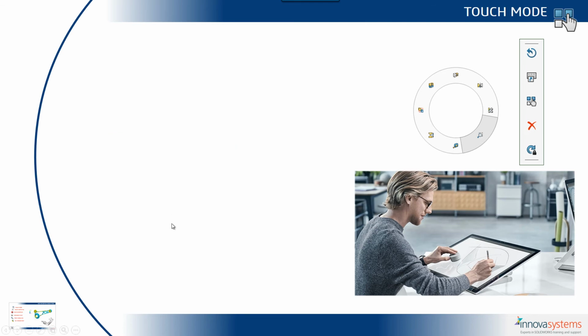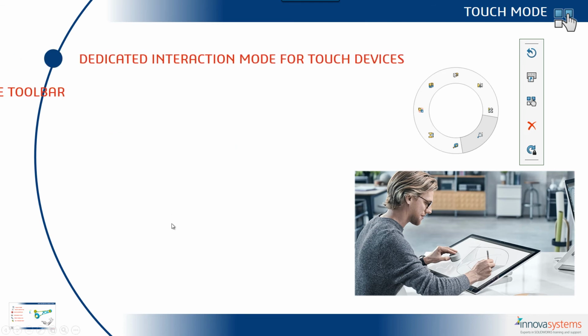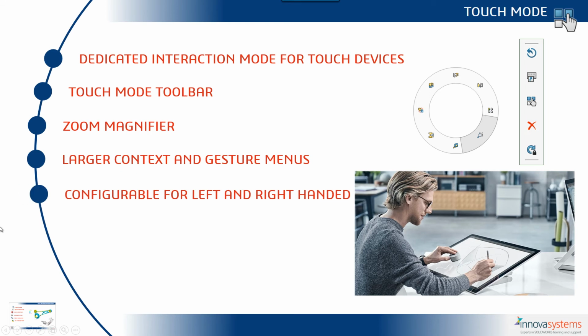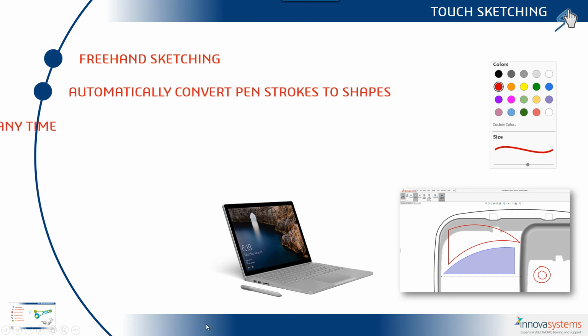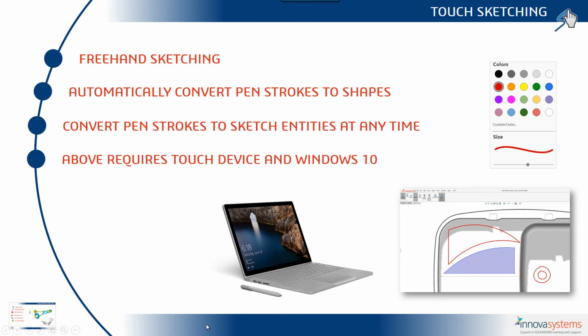So, we've seen the introduction of a dedicated interaction mode for touch devices, a specific touch mode toolbar, the zoom magnifier, larger context and gesture menus, and it's configurable for left and right-handed users. Over in sketching, we've seen the ability to perform freehand sketching. It automatically converts pen strokes to shapes and converts pen stroke to sketch entities at any time. Both of these require a touch device and the use of Windows 10, the Creator update.